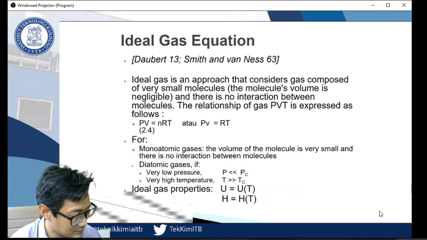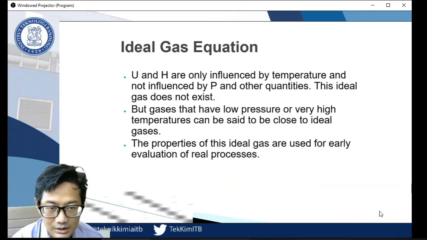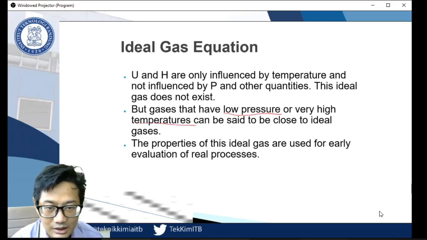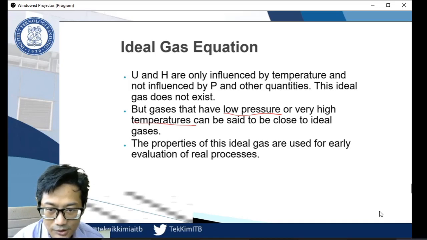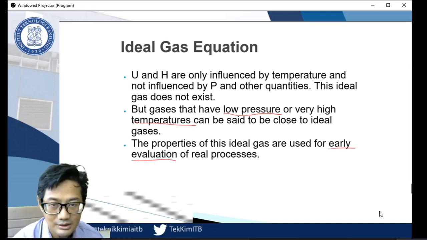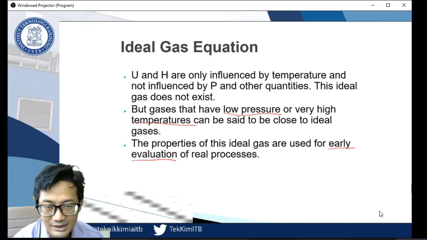Okay, another advantage of ideal gas, you can remember this one. In a real case, the ideal gas does not exist. What does it mean? It means that enthalpy that is only influenced by temperature does not exist. But a gas that has low pressure or a very high temperature can be said to be close to ideal gas. And the property of this ideal gas is very useful for early evaluation because of this simple formula. Later you will learn how to calculate real gas using real gas equation of state, not the simple ideal gas formula PV is equal to nRT. Okay?